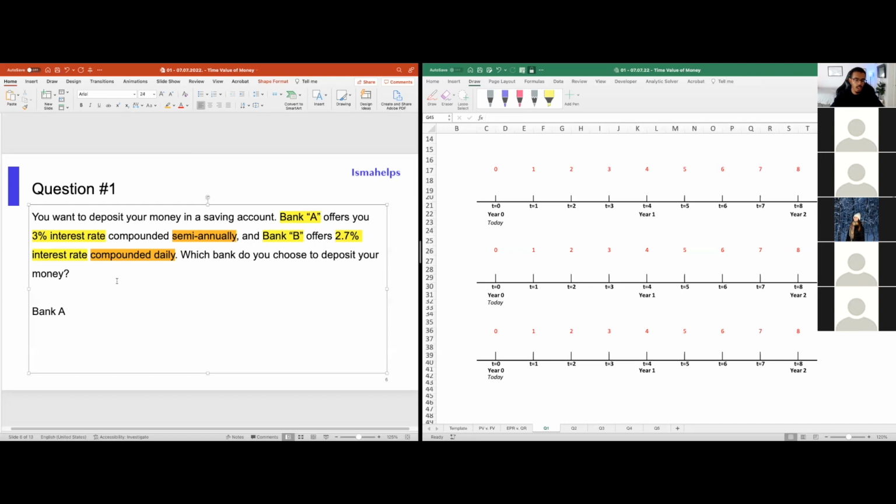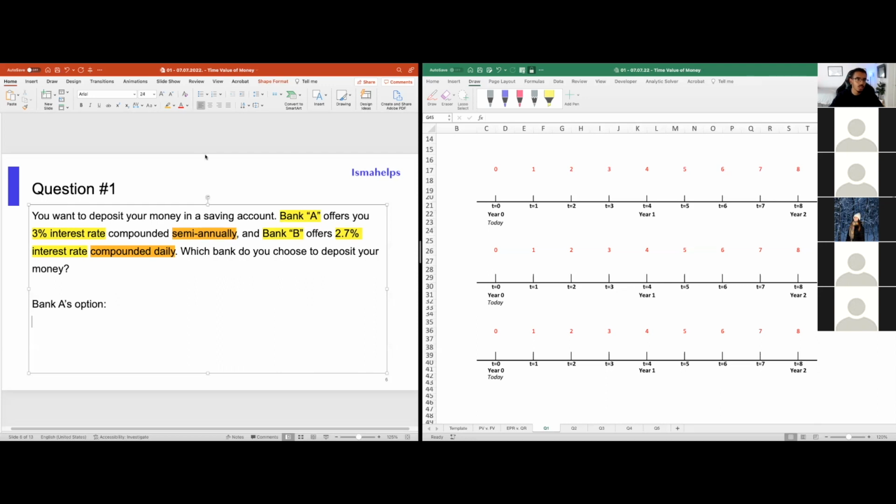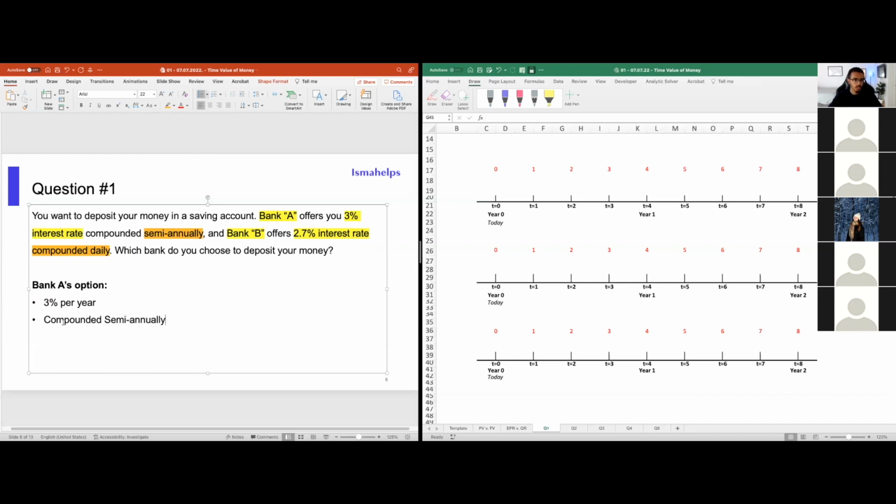So let's look at Bank A's option. Bank A, once again, is telling you we're offering you 3% per year, but this is going to be compounded semi-annually. That's what they're telling you, compounded semi-annually.